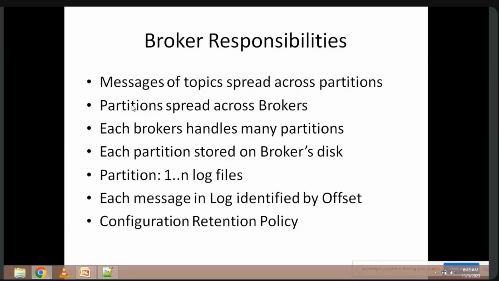Okay. So what actually happens is when you send a key also, the key is converted into a partition number. So what Kafka will do is create a hash value of that key, and from that hash value, it will identify which partition number your message can be sent to.